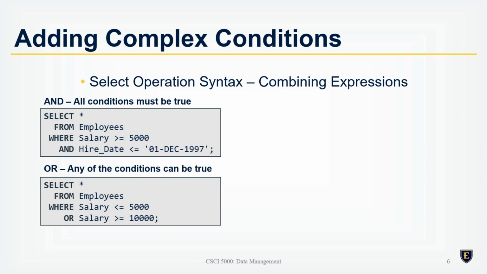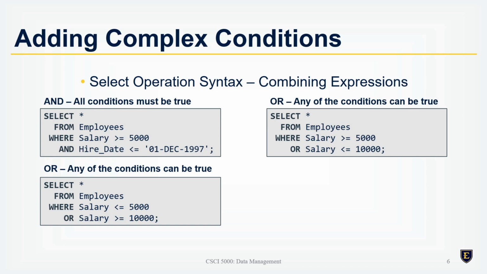Or means any of the conditions can be true. So in this example, we have select star from employees where salary is less than or equal to 5,000 or greater than or equal to 10,000. That means that the gap between 5,000 and 10,000 is not listed in the result set of this particular query.